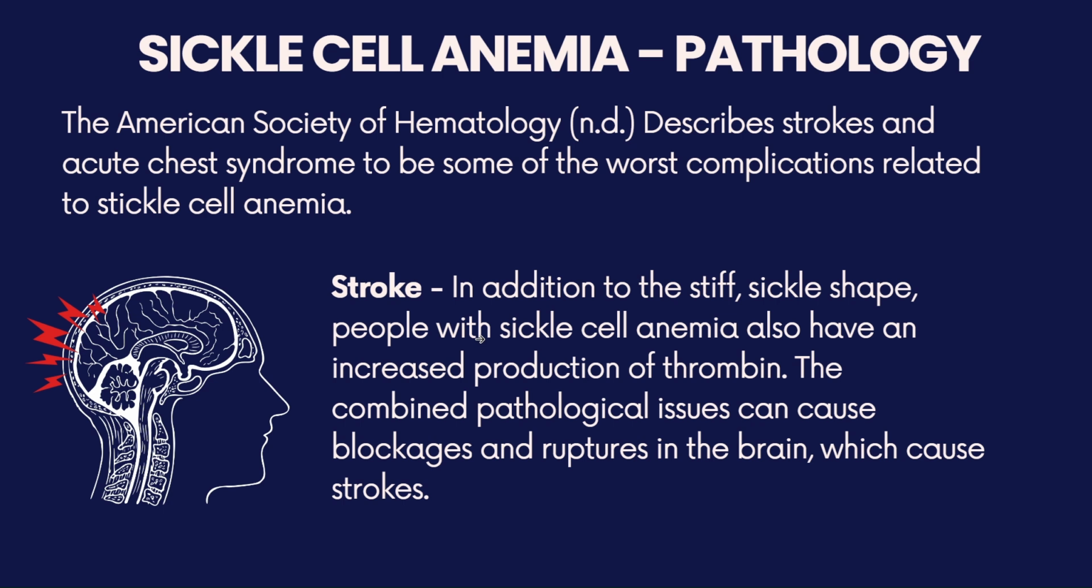Having a look at strokes, in addition to the stiff sickle shape, people with sickle cell anemia also have an increased production of thrombin, and this combined pathological issue can cause blockages and even ruptures in the brain, which lead to strokes.